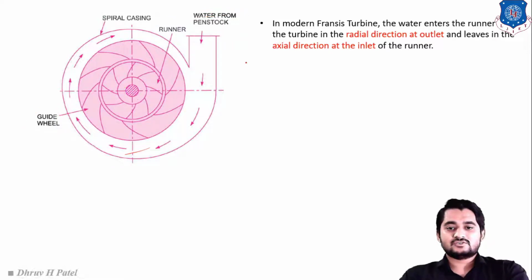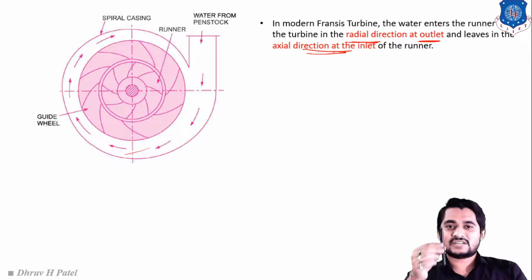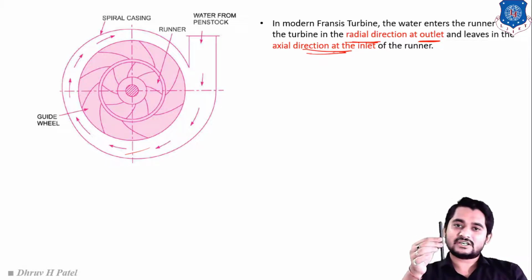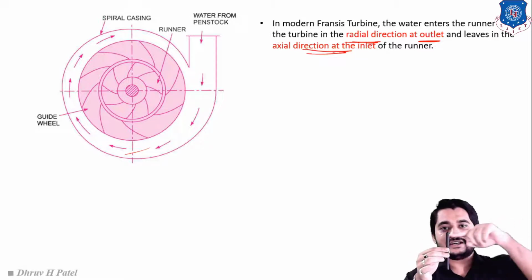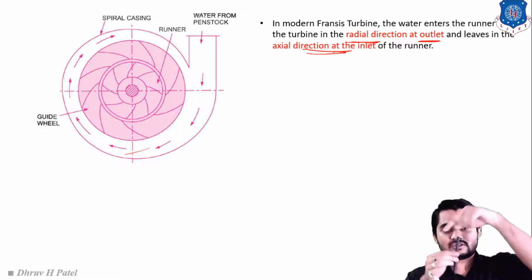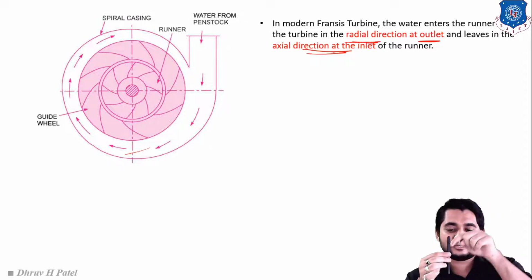Clear students? So in the modern Francis turbine, the water enters the runner in the radial direction at the inlet, and the water will move in the axial direction at the outlet. Suppose this is the shaft of the Francis turbine, which is located in the vertical direction, right? Water will enter from the radial direction. Here water will move like this and leave in the axial direction with respect to the shaft. Clear students?